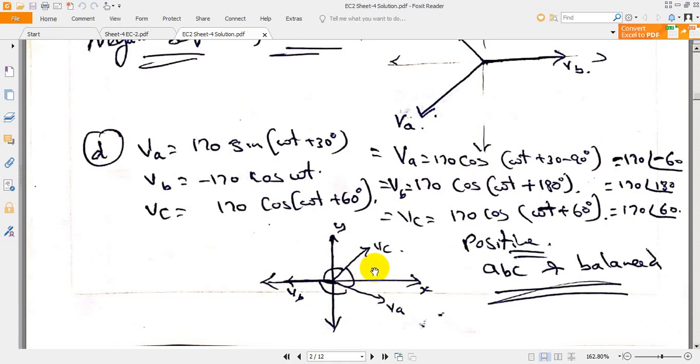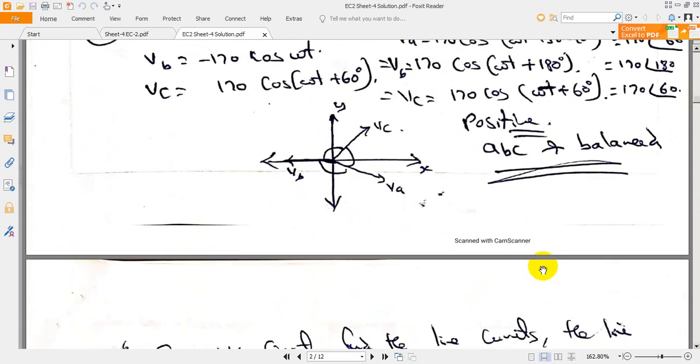The system is a balanced system. To identify the phase sequence, we need to start with A and move in the clockwise direction. It is reading B. So the phase sequence is ABC. ABC sequence is also called a positive phase sequence.